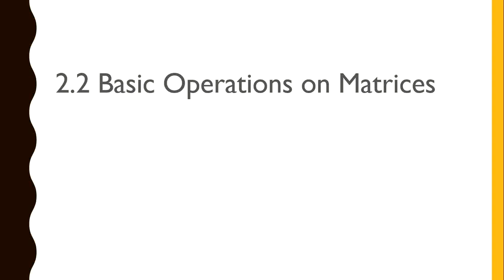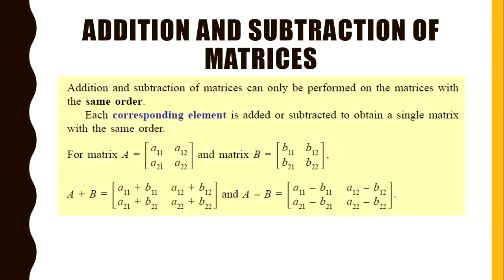We have here 2.2, Basic Operations on Matrices. So, what is the basic operations? As usual, the basic operations is addition, subtraction, multiplication, and division. First, we look at addition and subtraction of matrices. Addition and subtraction of matrices can only be performed on matrices with same order. Each corresponding element is added or subtracted to obtain a single matrix with the same order.